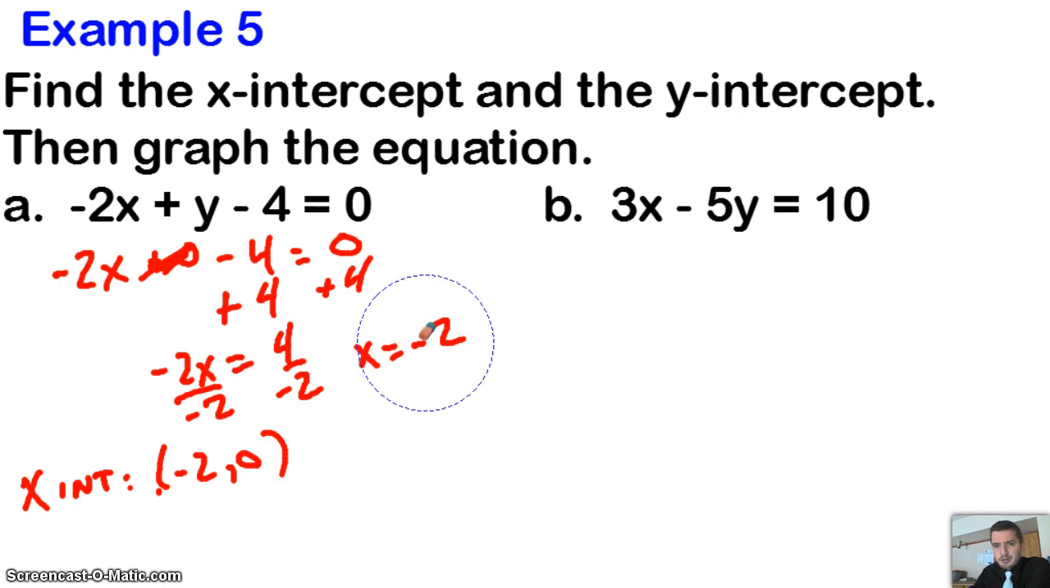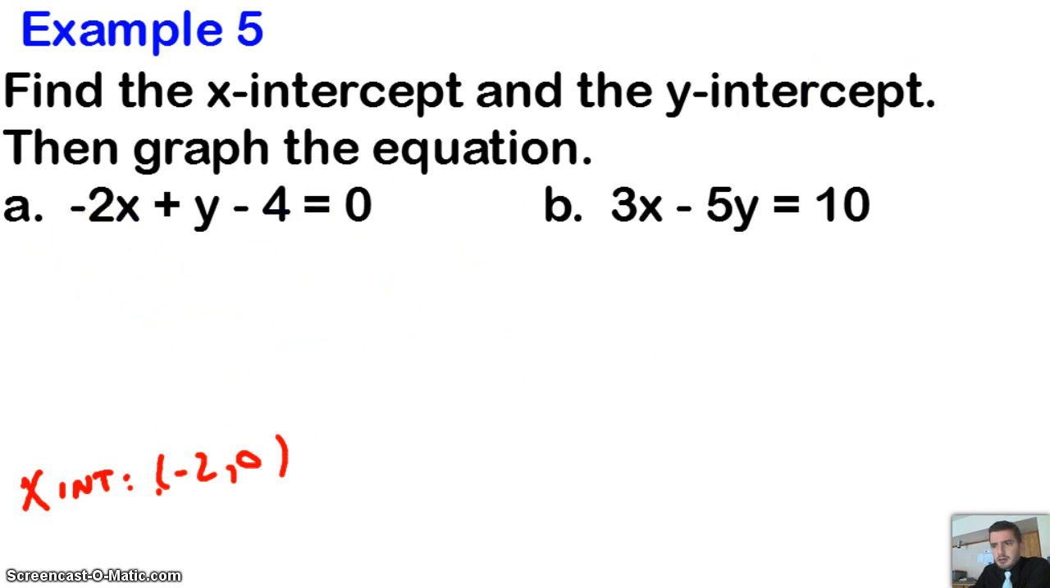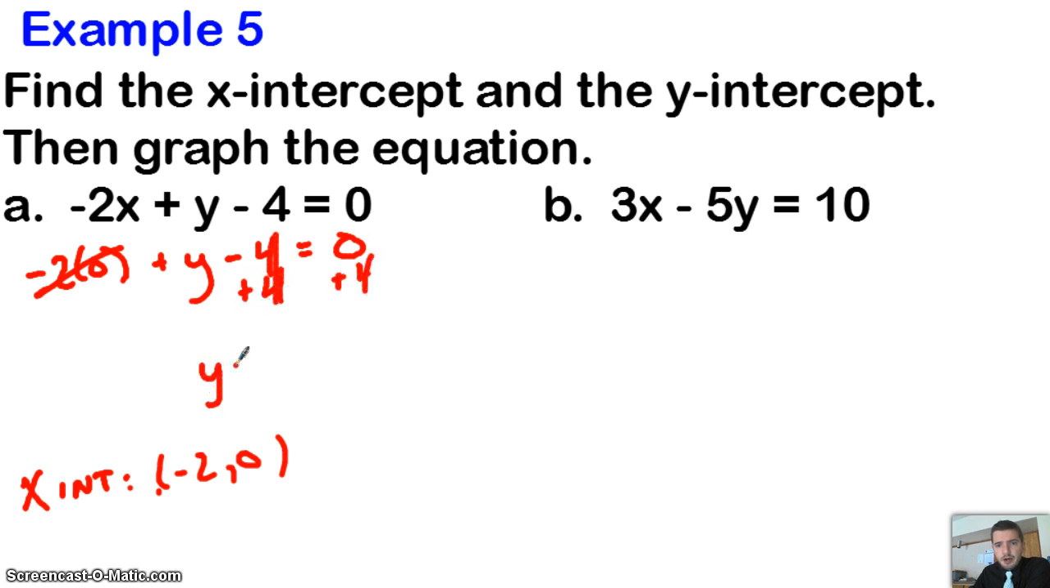And let me erase this real fast. I want to do the y's. Okay, so plug in 0 for x now, so it'll be -2 times 0 plus y minus 4 equals 0. -2 times 0 is just 0, so that's gone, and we can just add 4. So y equals 4. And then the y-intercept will be 0, comma 4. I really encourage you guys to pause the video here and try this on your own, because it really does help, I promise.